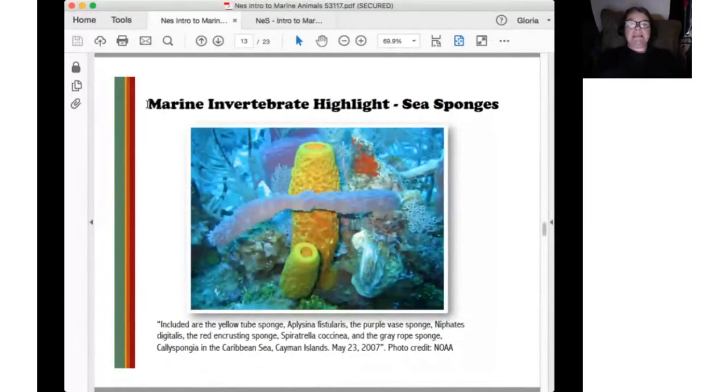Marine invertebrate highlight: sea sponges. Here we have yellow tube sponge, Aplacina fistularis, the purple vase sponge. We have a couple purple ones here. Nephates digitalis, the red encrusting sponge right here, called Spiratrella caucasinea, and the gray rope sponge. Actually, that one might be this here, even though it looks kind of purple. So the purple one's back there. I think this is the gray one. All right, so the gray rope sponge, oh, there's the Latin, Calispongia, in the Caribbean Sea and the Cayman Islands.